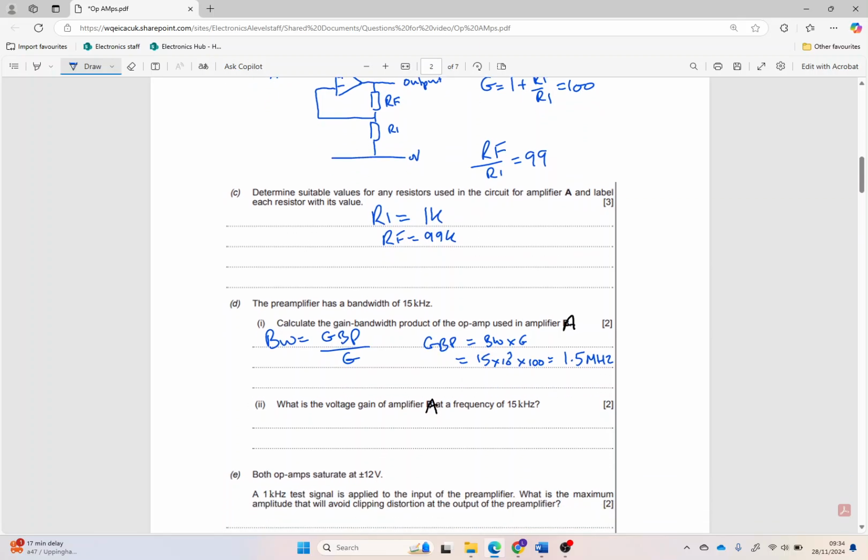So what is the voltage gain of the amplifier at 15 kilohertz? Okay, so we're going to think of a response graph like this that comes along like that. It's going to have a gain of 100, and then at 15 kilohertz, which is our bandwidth point, it will drop to 0.7 of our maximum. So V out at our bandwidth point equals 0.7 of our maximum. So we're going to have 100 times 0.7, which equals 70.